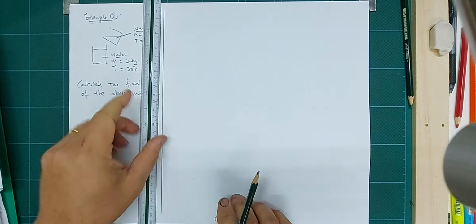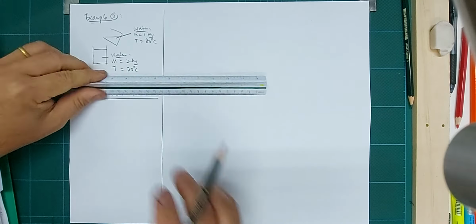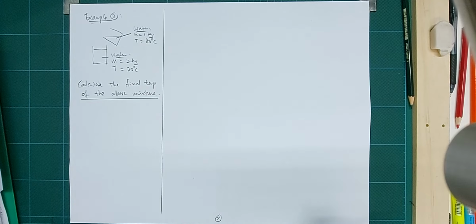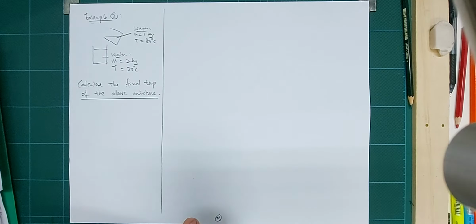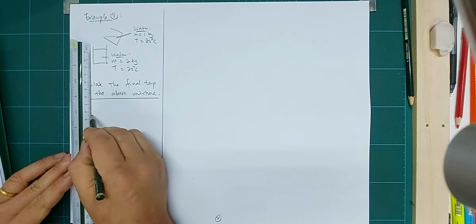Now, we know that when you mix two liquids at different temperatures, the liquid at higher temperature will cool down and the liquid at lower temperature will heat up. So they finally will reach a certain temperature. The graph will look more or less like this.